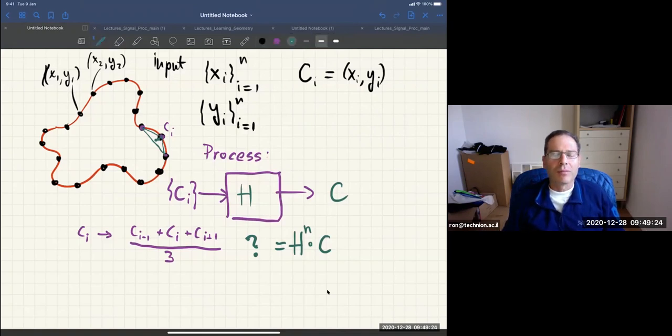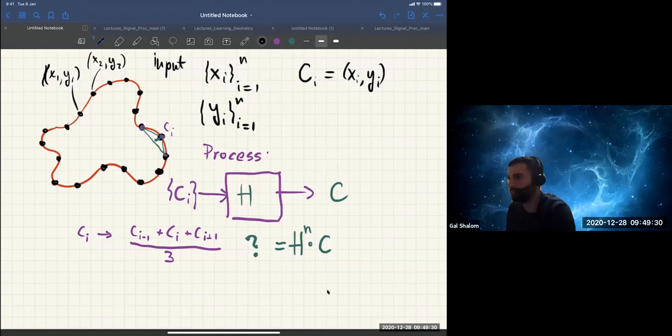You have most of the machinery, the tools that we have explored in this course. So this is a hint.